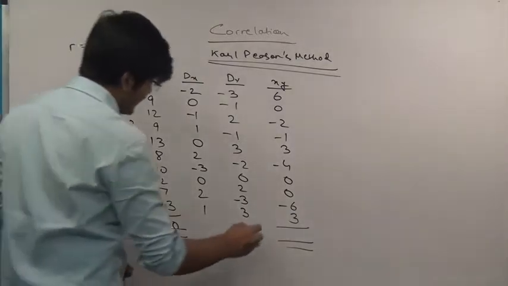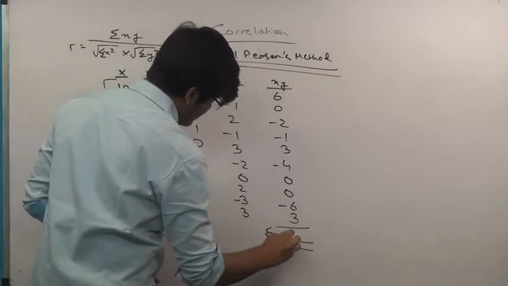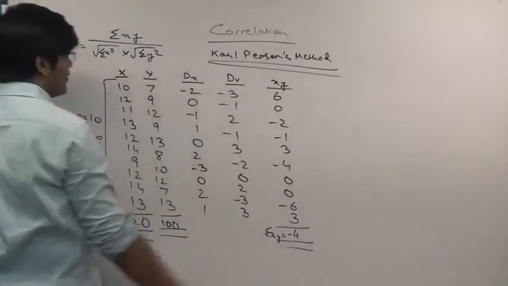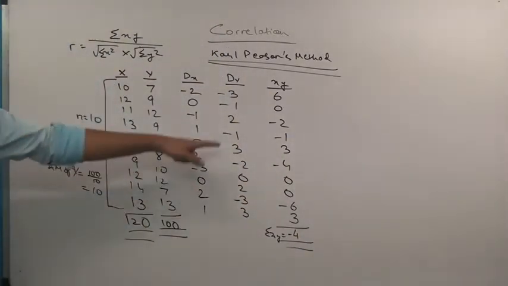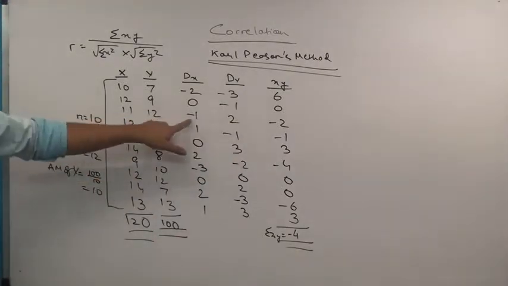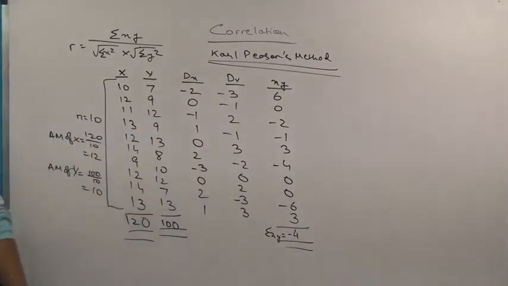Total of xy, how much? Consider the minus signs also. This is not absolute value. We have to consider the minus signs. Minus 1 into 2 is minus 2. You have to keep this in mind, otherwise the answer will be wrong. This is minus 4. What else do we require?